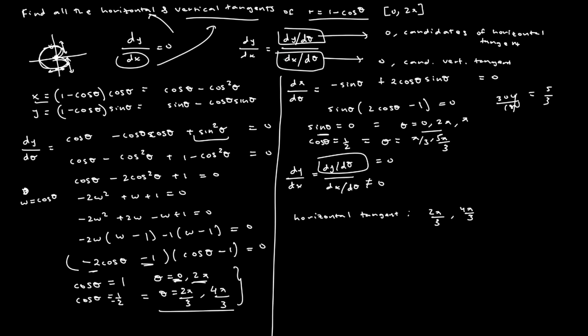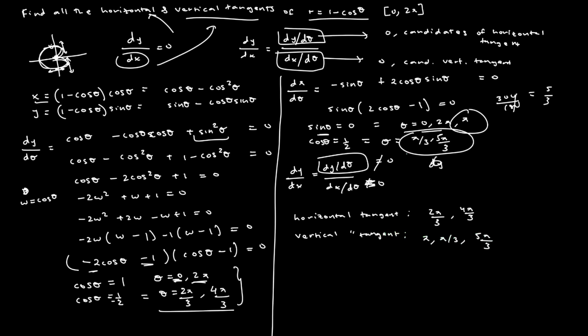Notice how at theta equals 0 and 2 pi, we also have a denominator of 0. So we're kind of indeterminate at that form, and we have to do a little bit more work. Vertical tangents are similarly when our denominator equals 0 and then our numerator is not 0. And that's when these cases, right? So vertical tangent at pi over 3 and 5 pi over 3.